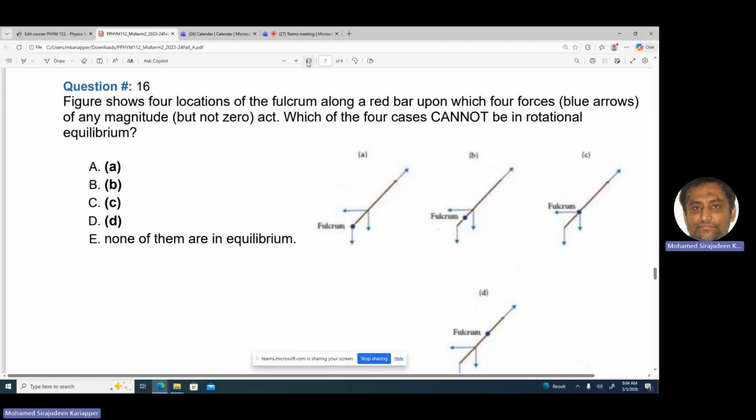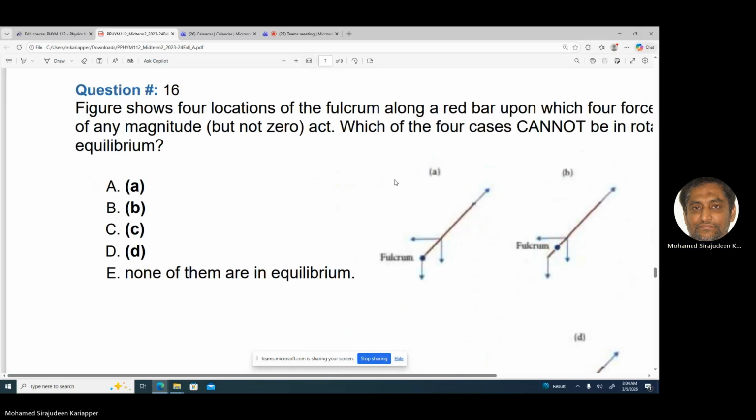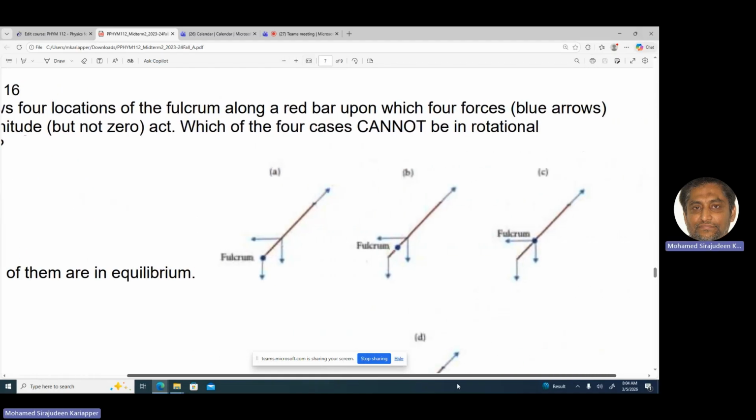Let me maybe zoom in a bit. The figure is not very clear, but anyway, the fulcrum is here. And these are the forces. We cannot change the orientation of the force. We cannot change the location of the force, but we can change the size of the force. So let me start with this one. What is the torque from this force? 0. Very good.